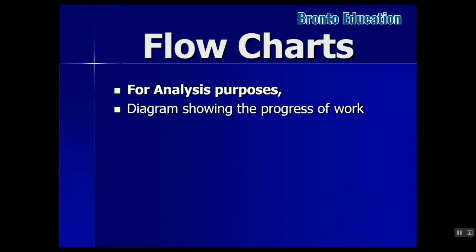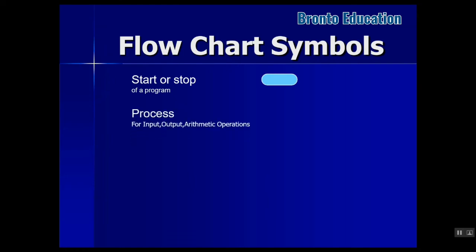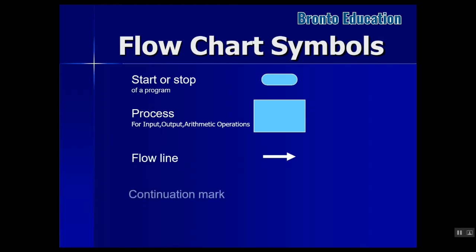Flowcharts. We use these for analysis purposes, a diagram showing the progress of work, how your program runs. For example, here we have some symbols. This symbol is used for the start or stop of a program, the start and end of the program. Then process: for input and output and arithmetic operations we will use this one. A process is going to be executed. Flow line shows the flow, where our program goes. And this is the continuation mark.